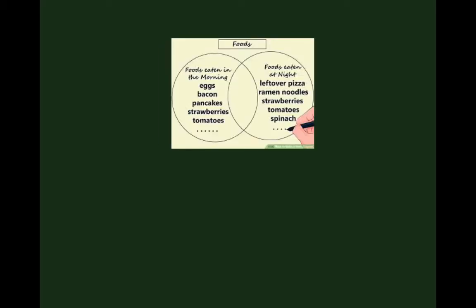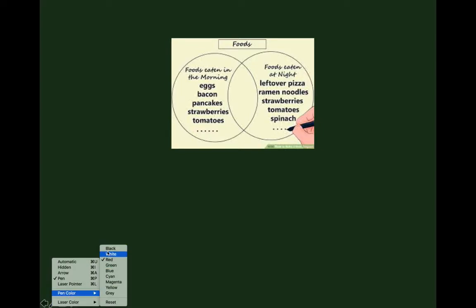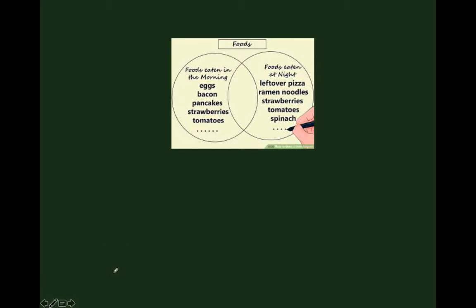Here's an example of a Venn diagram, and these are some foods. The sets are foods eaten in the morning and foods eaten at night. There are going to be some differences in people's preferences, but this is an example of something we could investigate, questioning whether there's an overlap here. You can see this is the classic Venn diagram shape: the universe of foods, and then one set, foods eaten in the morning, and another set, foods eaten at night.